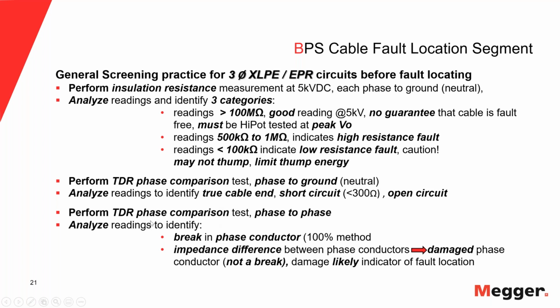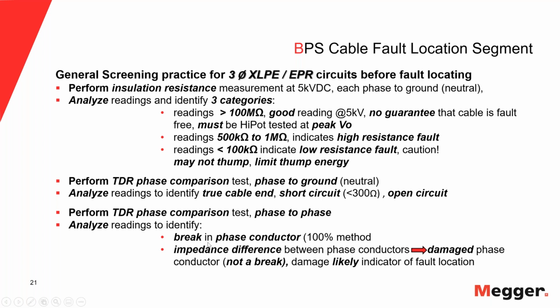Okay, we can also do a different comparison test with the TDR, and that is a phase-to-phase test. Not the phase-to-ground, but the phase-to-phase. And the phase-to-phase test on a three-phase circuit has one big advantage. It will really tell us beyond any doubt whether we have an open conductor somewhere. If I do a phase-to-ground test with the TDR and I get an open, it could be an open neutral, it could be a cut cable, or it could be an open conductor, one of the three. When I do the phase-to-phase test and I get an open, it can only be an open conductor, and that is very important to know.